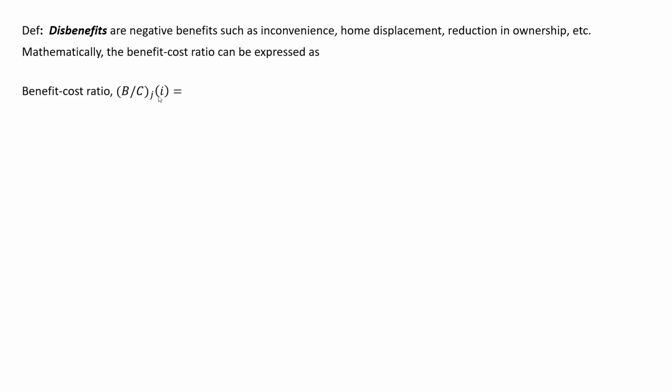And i here is the minimum attractive rate of return or interest rate for the firm. The benefit cost ratio would be the sum from t equals 1 to n of B sub jt times (1 plus i) to the negative t, all over the sum from t equals 0 to n of C sub jt times (1 plus i) to the negative t. What in the world is all of this?